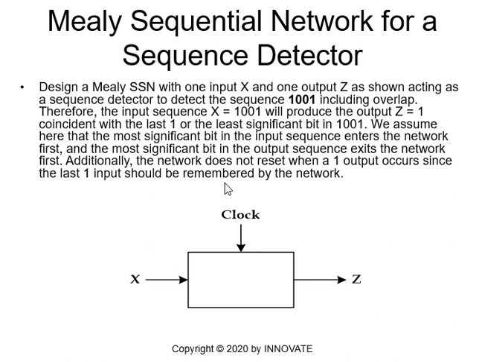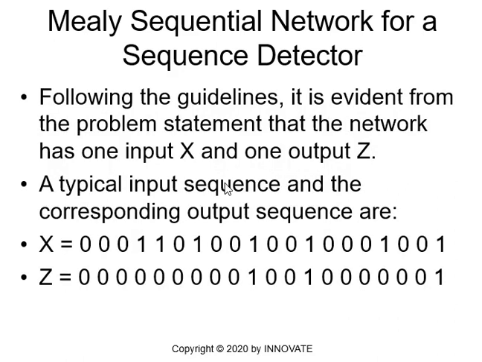The first step, we have to generate the sample of input and output. Following the guideline, it is evident from the problem statement that the network has one input X and one output Z. A typical input sequence and corresponding output sequence will look like this. We assumed the input sequence 0, 0, 0, 1, 1, 0, 1, 0, 0, 1, 0, 0, 1. This is the sequence that we are looking for here: 1, 0, 0, 1, then 1, 0, 0, 1.